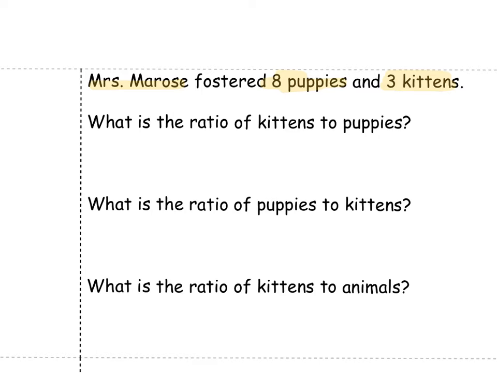And when we write a ratio, it is very important that you understand the order matters. When you're writing a ratio, the order matters. So here it says, what is the ratio of kittens to puppies? So the kittens number always has to come first. And you're going to write it in 3 ways.